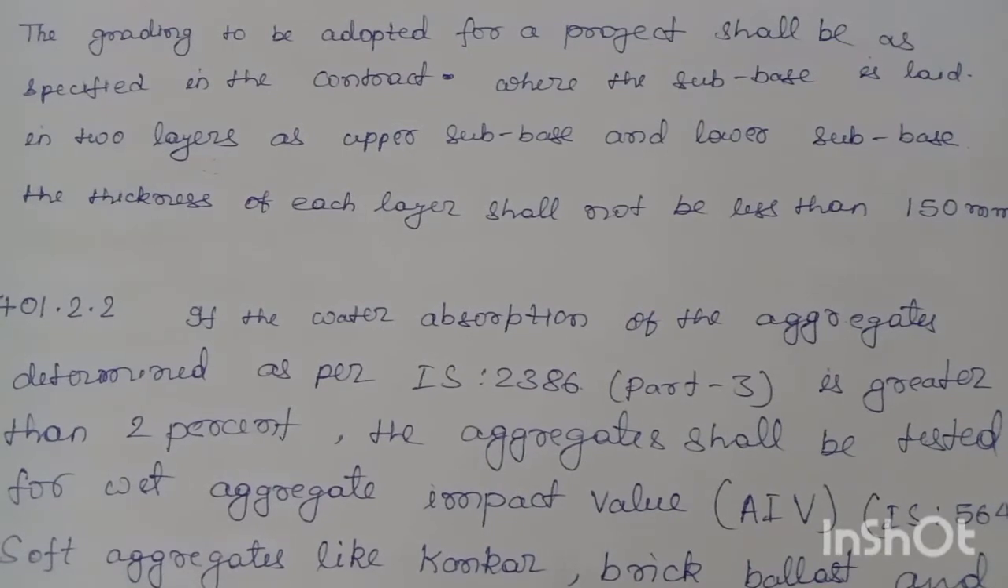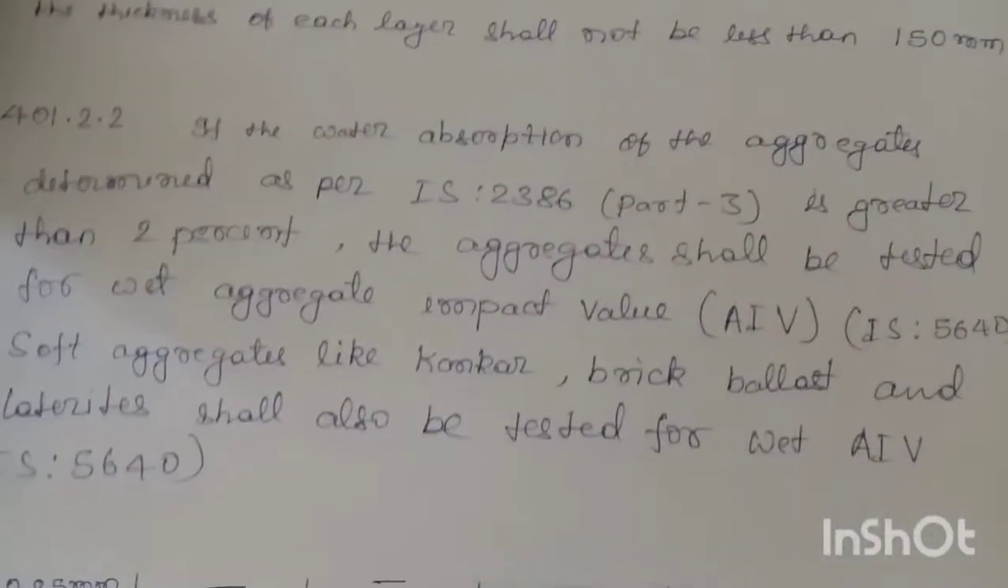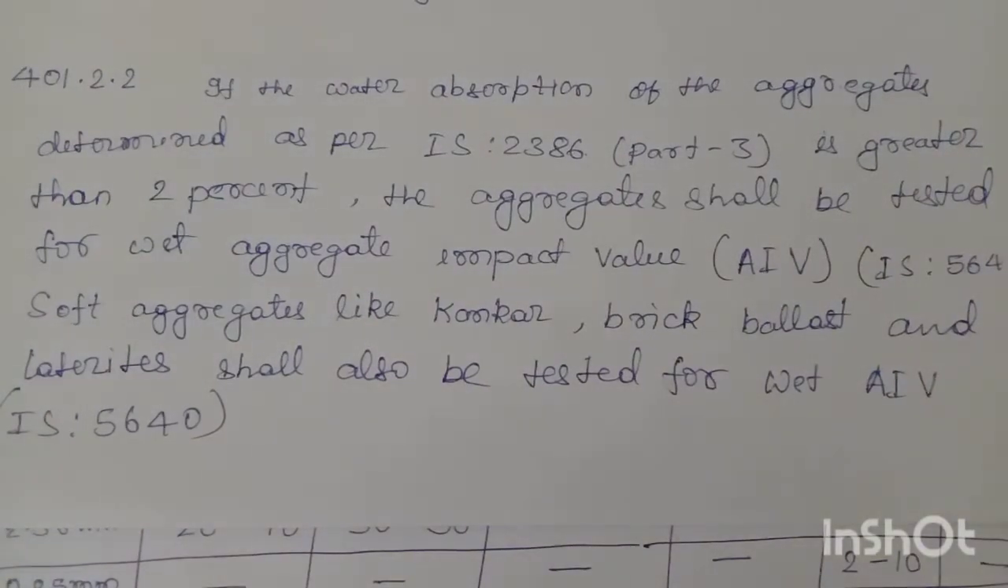401.2.2 If the water absorption of the aggregate determined as per IS 2386 Part 3 is greater than 2%, the aggregate shall be tested for wet aggregate impact value, AIV, IS 5640. Soft aggregates like concrete, brick, blast furnace slag and laterites shall also be tested for wet AIV, IS 5640.